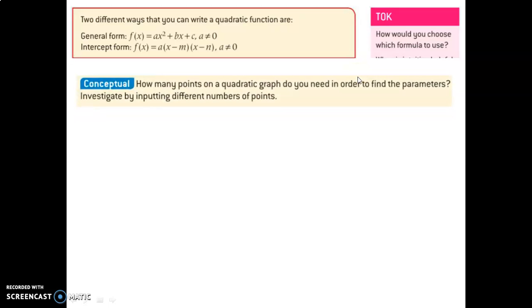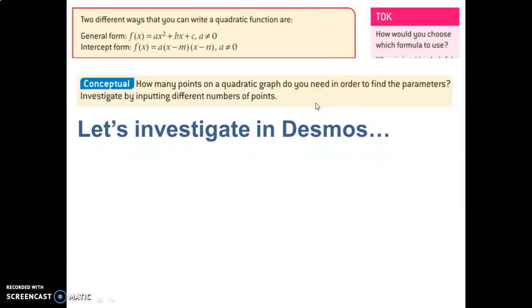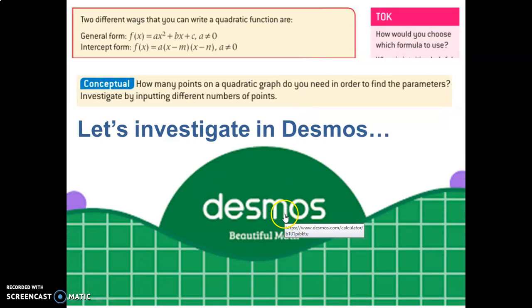Okay, so let's talk about this. In order to create a model, we always need to know the bare minimum number of points we need to create that model. Do we need 1 point, and can we have just 1 point on a parabola and then make a good function for that? Or can we have 2 points, or 3 points, or 4 points? How many do we need to create the equation of a parabola accurately? Well, we're going to investigate this in Desmos, so let's take a look.